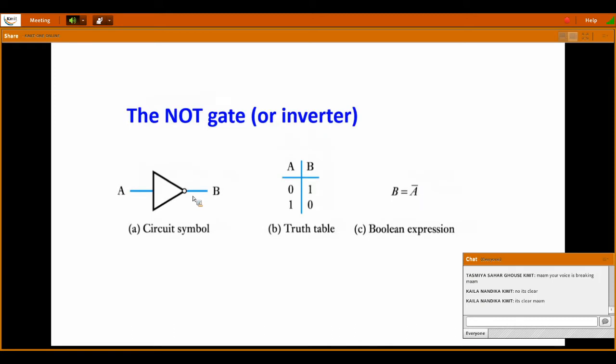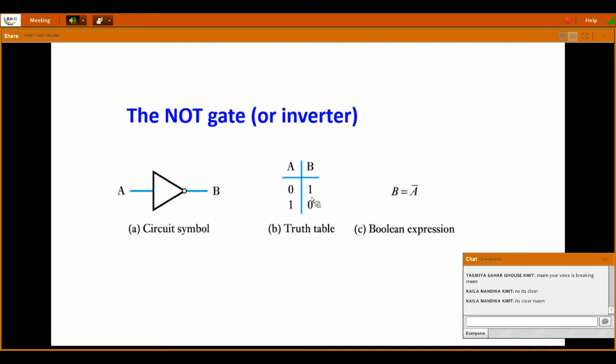Okay. So next is the NOT gate, that is an inverter, like an opposite gate you can say. The NOT gate symbol is a triangle with a bubble at the end. For the NOT gate there is only one input and one output. So one input means 2 power 1, that is 2 combinations in the truth table.